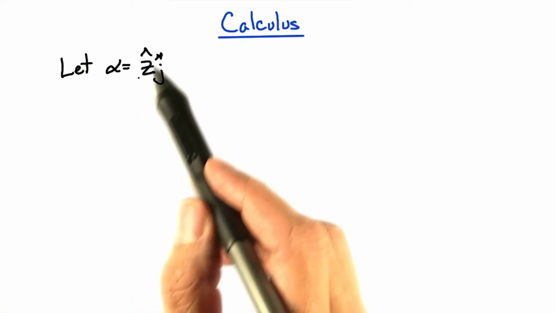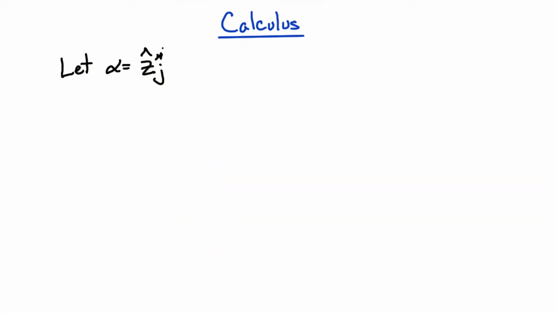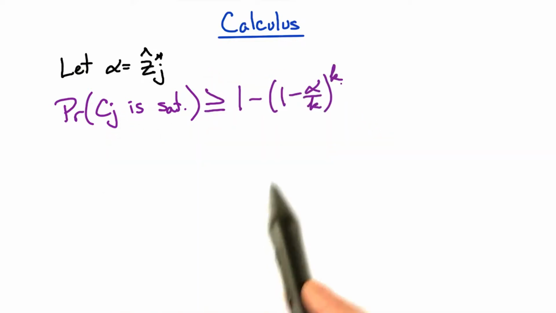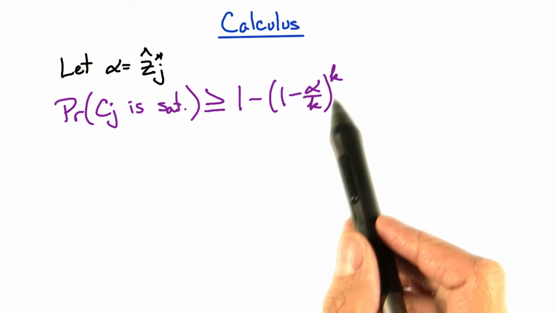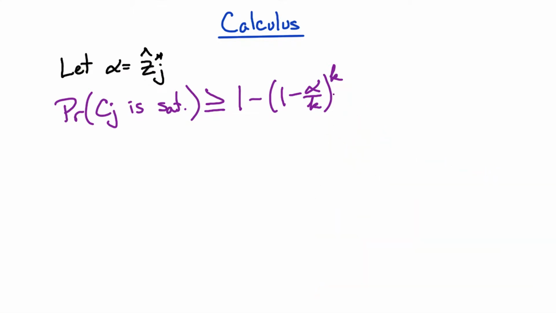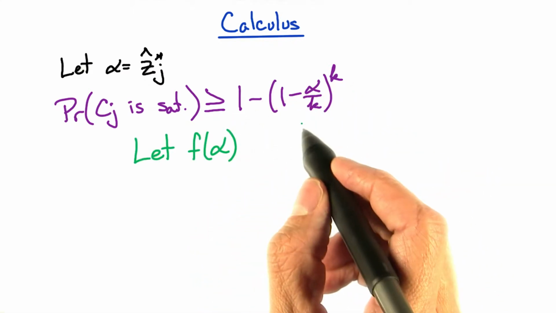So let alpha denote z_j hat star. What we've shown so far is that the probability that this clause C_j is satisfied is at least 1 minus (1 minus alpha over k) to the k. Now once again, we want to get this alpha outside of this power. We want to make it a linear function of alpha. So let's look at this function of alpha.